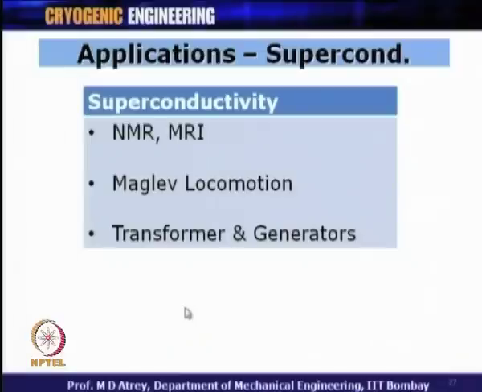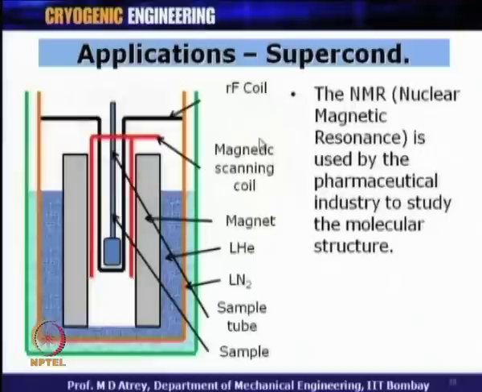The next biggest application is superconductivity. Superconductivity has various uses in NMR, MRI, magnetically levitated trains, transformers and generators. This is a very important aspect of cryogenics. In fact, superconductivity came into existence because of cryogenics, and it has important usage in various aspects, important ones being NMR, the nuclear magnetic resonance, and MRI, which is magnetic resonance imaging, which you find in hospitals.